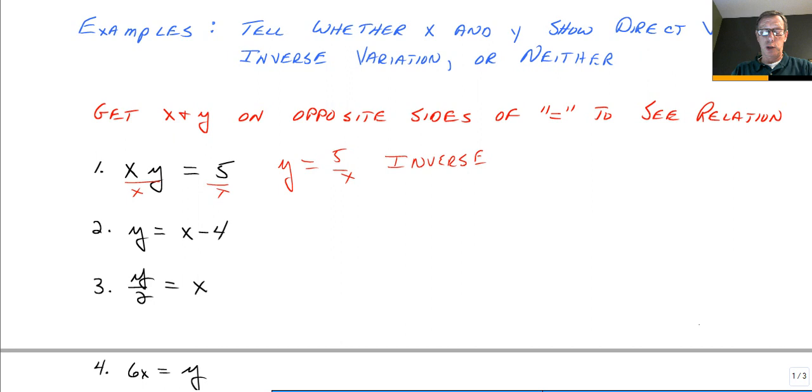Okay, let's look at the next one. The x and the y are already on opposite sides. Both are numerators, so maybe this is direct variation. But then I notice that I have something added or subtracted outside here to the x. And remember, we cannot have anything added or subtracted to have direct or inverse variation, so this would be a neither.